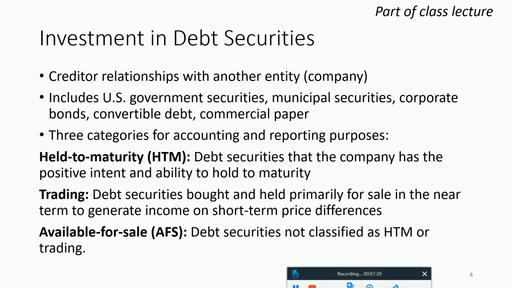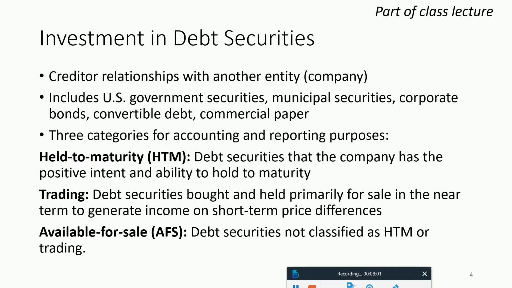So when we talk about investment for debt securities, there are 3 possible categories for the accounting and reporting. The first is called held to maturity, and this is a debt security that the company has the positive intent and ability to hold to maturity. What that really comes down to is the company doesn't need the cash. So it decides to enter into a debt security, give that cash away for a period of time, and they're fine not needing that cash for the duration of the note, and they're going to have sufficient cash flows in the meantime.